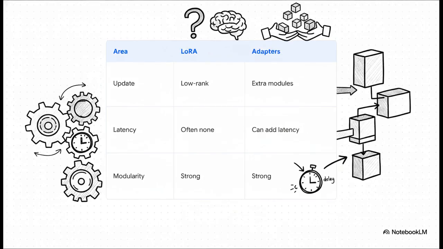We also have adapter layers. These are extra trainable modules inserted inside the transformer layers. Now, both LoRA and adapters offer really strong modularity. That's incredible for multi-tenant systems where different clients need different behaviors. But there's a catch with latency. Unlike LoRA, which can be merged, inserting these extra modules can actually hit your latency budgets hard during the forward pass.